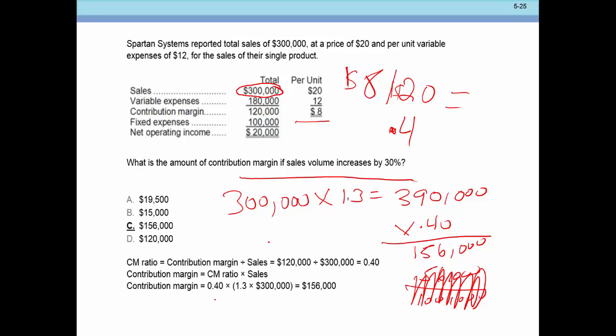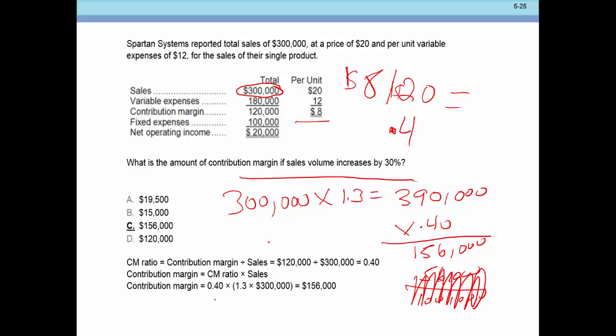Contribution margin ratio is my contribution margin divided by my sales price. That gives me a 0.4 contribution margin ratio. Now, they want to know what would be the contribution margin if sales increased by 30%. So they're saying the ratio of sales dollars to contribution margin doesn't change just because the level of sales changes, right?